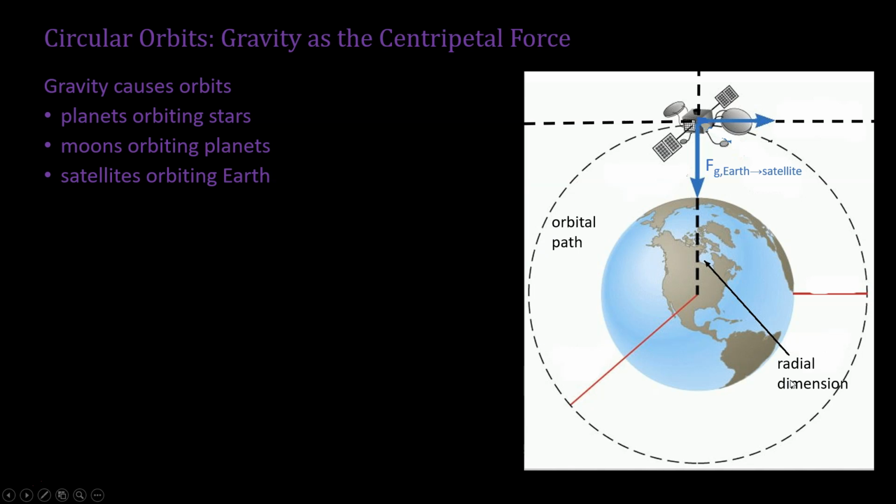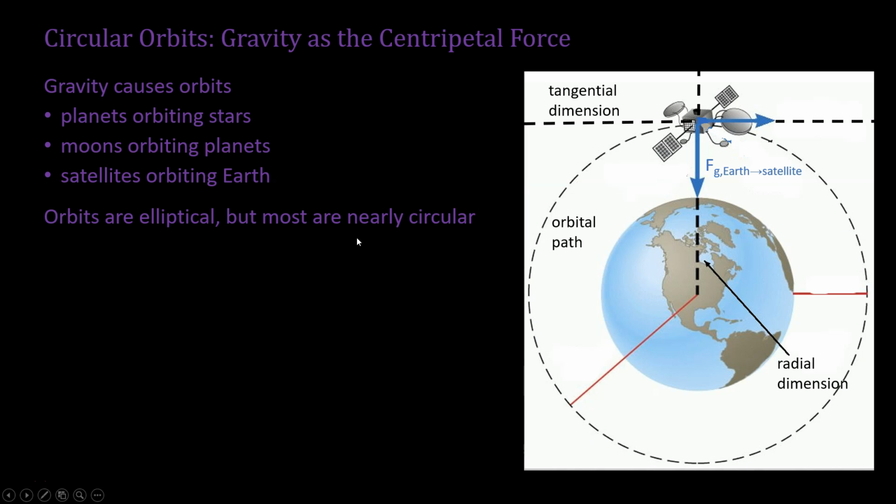This dashed line is the radial dimension, and this dashed line here is the tangential dimension. Notice that the gravity force lies on the radial dimension, and it is unbalanced. It is the only force acting on the satellite, and so the gravity force fits our definition of the centripetal force. Now, I want to point out orbits are elliptical, but most are nearly circular. So we're going to treat this satellite orbit as being perfectly circular.